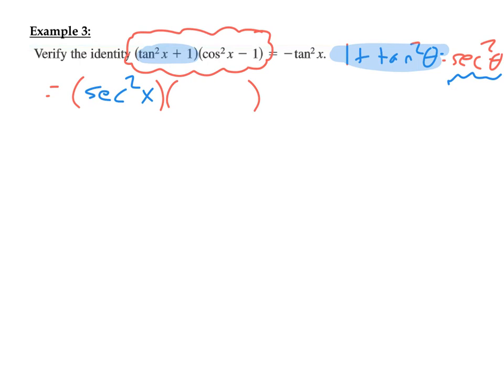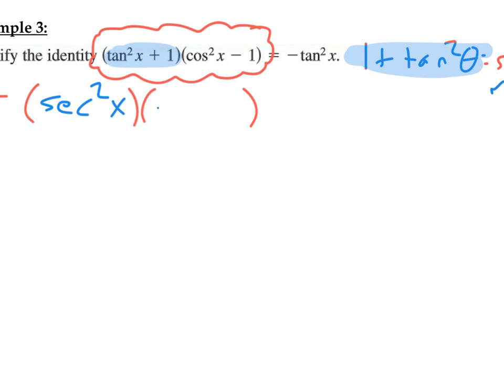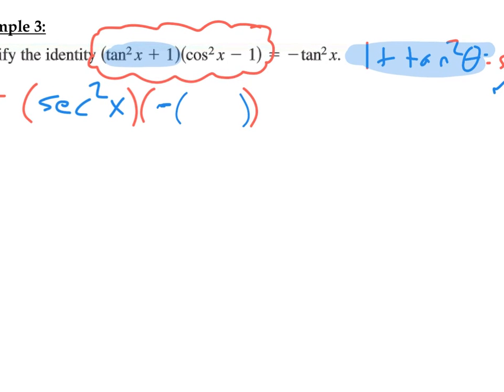And then I got this cosine squared x minus 1. What I'm going to recommend you do is to factor out a negative 1 to turn it into a version of our other go-to trig identity, which is going to be a 1 minus cosine squared x.